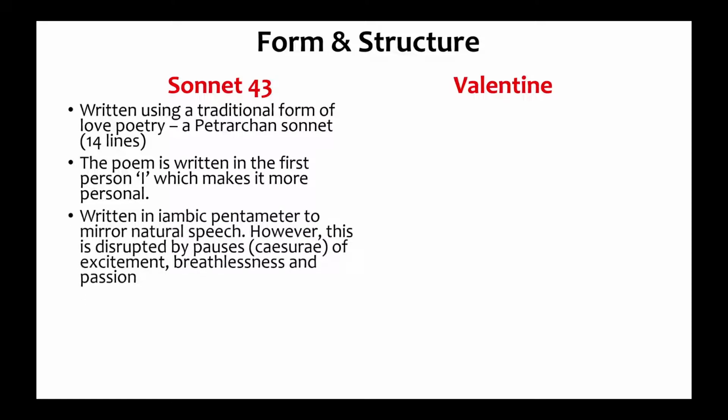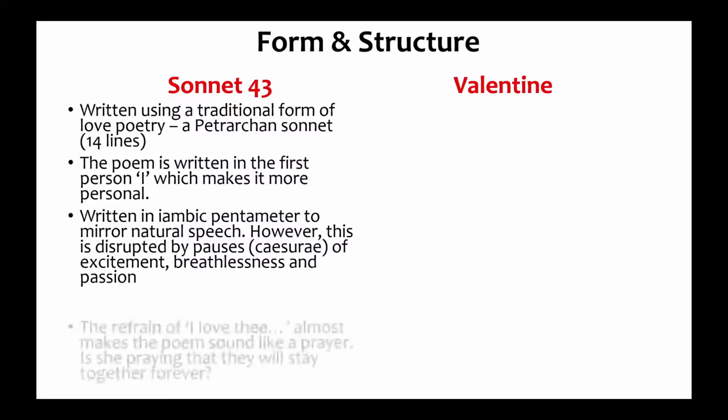Sonnet 43 is written in iambic pentameter, which is said by many to mirror the cadence of natural speech. However, you'll notice, looking at the poem, it's disrupted many times by hyphens and pauses, what we would call caesurae or caesuras. And these are pauses of excitement and breathlessness and passion, again highlighting that strength of emotion that she has towards her husband.